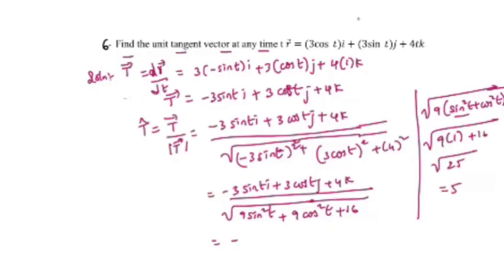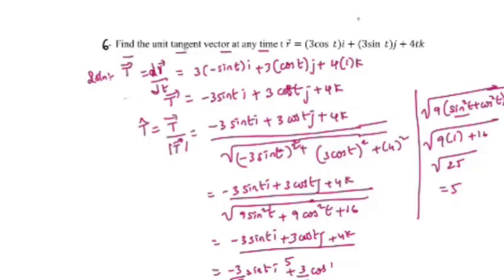So here we get minus 3 sin t i plus 3 cos t j plus 4k divided by 5, or we can write this by separating the denominator: minus 3 by 5 sin t i plus 3 by 5 cos t j plus 4 by 5 k.